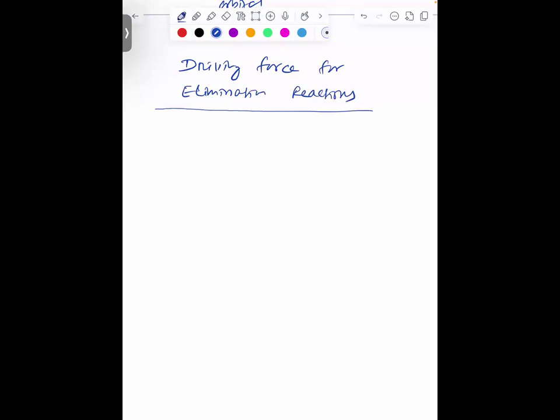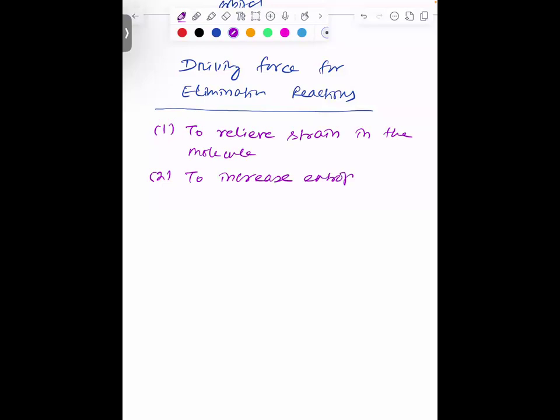So basically there are two driving forces behind the elimination reaction. First is to relieve strain in the molecule. Second is to increase entropy of the reaction. So these are basically two driving forces behind the elimination reaction.